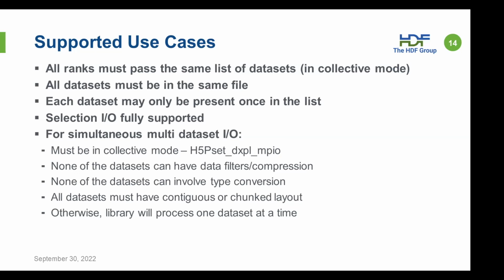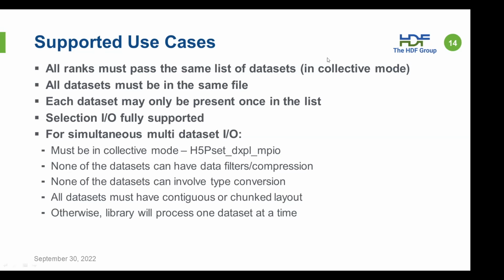It's also worth mentioning that the selection IO feature is fully supported. That's a different feature that's new and somewhat experimental, but it basically allows the library to pass data space selections to the virtual file driver instead of one offset length at a time. That allows VFDs other than MPIO to get the advantage of having more information about the IO, the full IO request. But for now, we're concentrating on the MPIO VFD for this presentation.